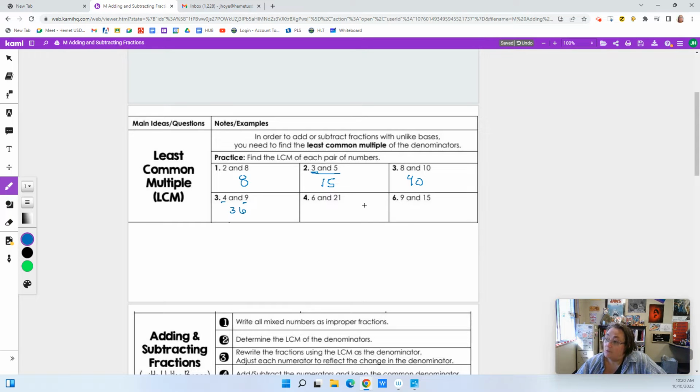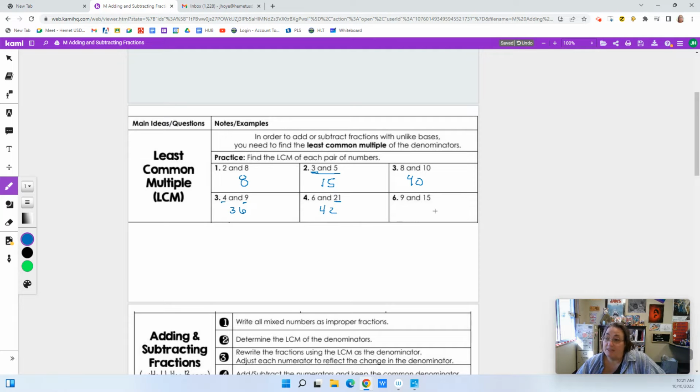But here's 6 and 21, right? 6 doesn't go into 21. I know that because 6 times 4 is 24. So let's look at our biggest number, right? Our bigger number is 21. So 21 times 2 is 42. And I know that 6 times 7 equals 42. So we're going to say that 42 is our least common multiple.